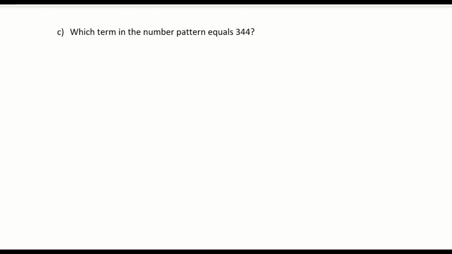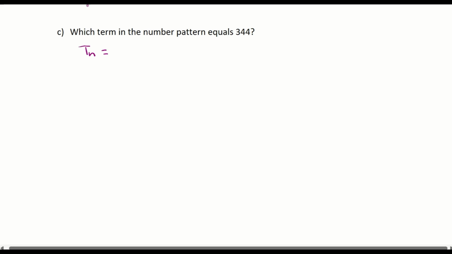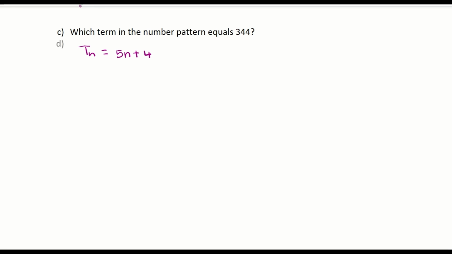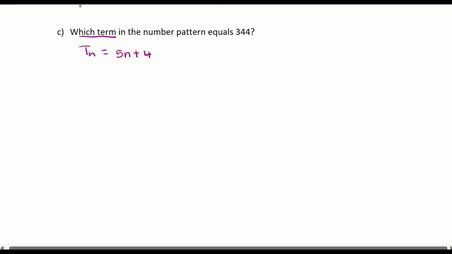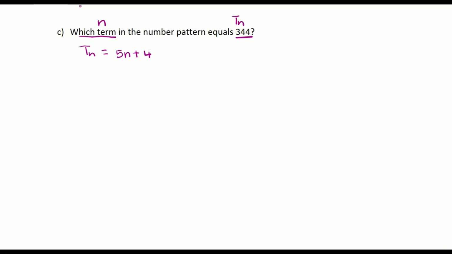The third part of the question says, which term in the number pattern equals 344? So again, we use our rule, which was Tn equals 5n plus 4. So what are they asking us for? Which term, which is the term number, that's what we need to find. And 344 is the value of that term, which is the Tn part of our rule. So where we see Tn in the rule, we substitute with 344 and we solve for n: 344 is equal to 5n plus 4.